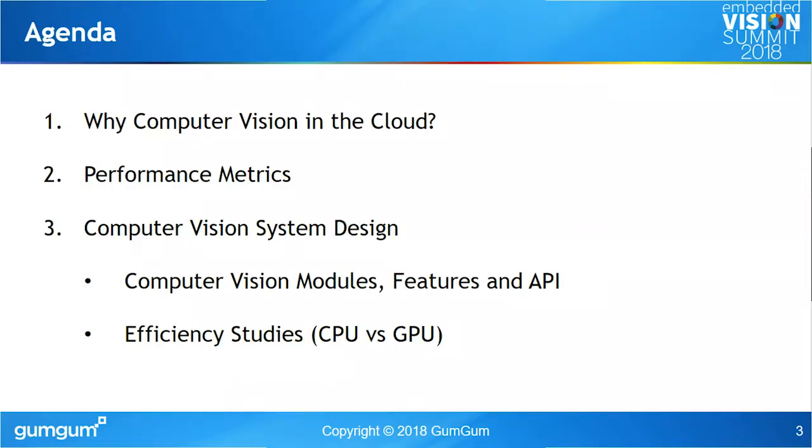So today we're going to start off with motivating computer vision solutions in the cloud. We're then going to move on to performance metrics. And you'll see that we keep referring back to these metrics throughout the presentation, which will make their importance even more apparent. And then we're going to do a deep dive into computer vision system design through what we define as computer vision modules and features, an API, and efficiency studies as they relate to hardware and software.